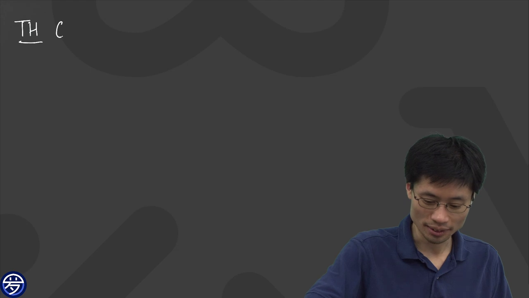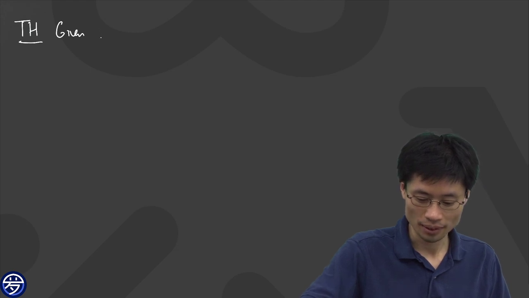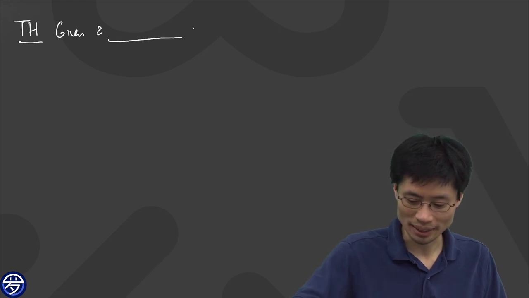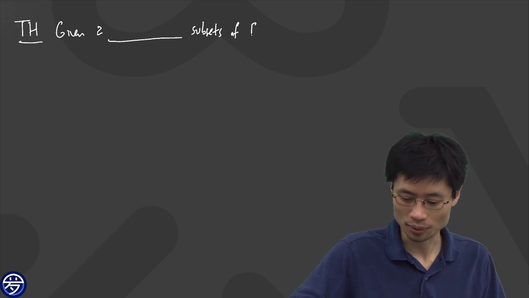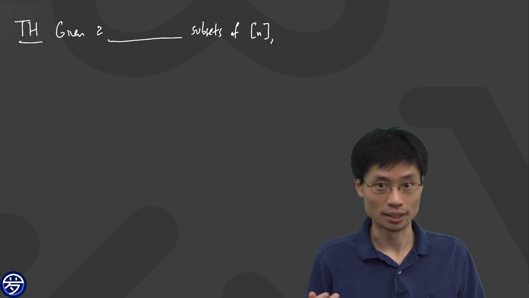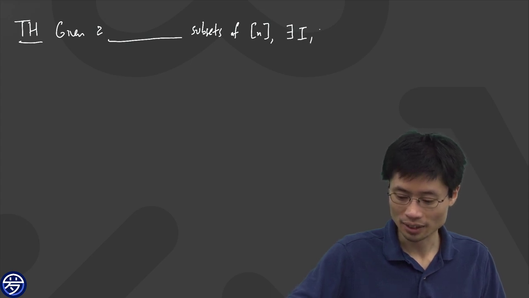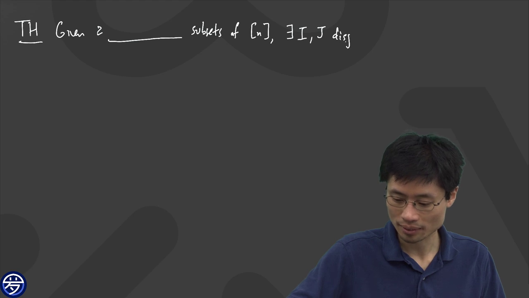So I'm first going to write the theorem statement, and then let's go and see what number we should put there. So the theorem statement is going to be that given at least, we're going to fill out the blank, at least this many subsets of [n], same setup as before, there always exist two disjoint subsets I and J of indices.